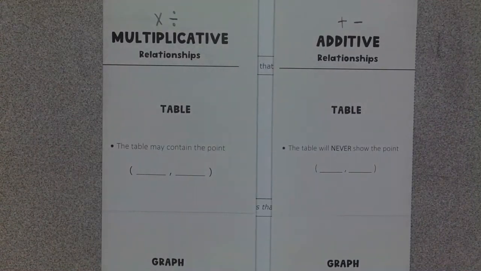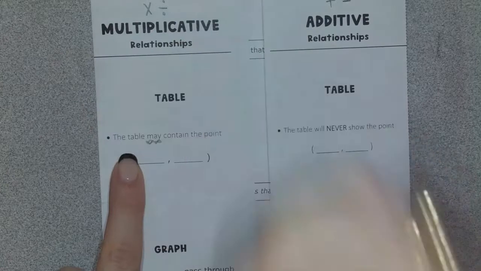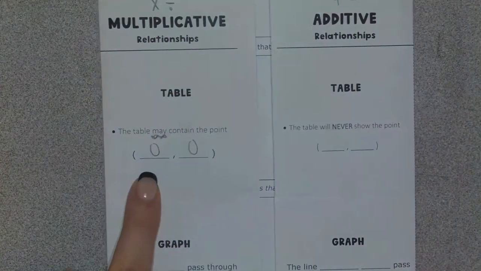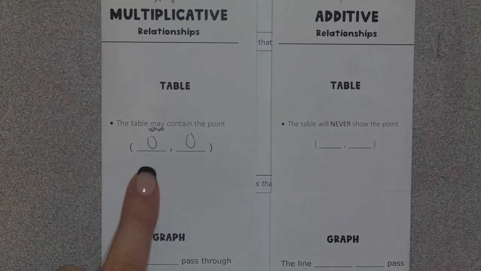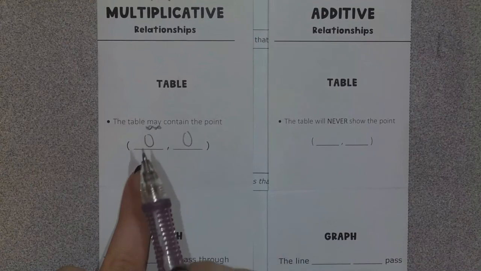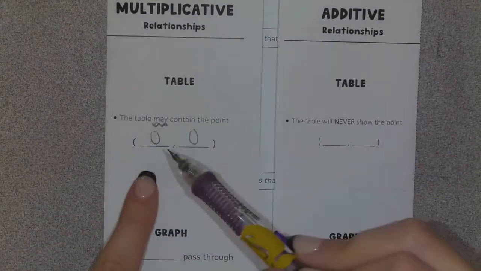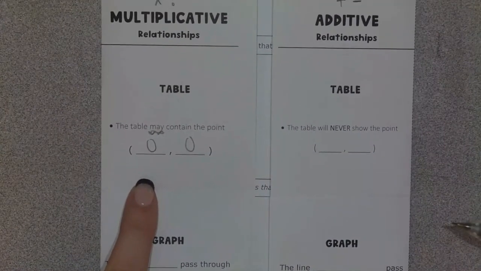Okay, so when I'm looking at a multiplicative table, here's the one thing that I want to look for. The table may, and it's important that we include that word may, contain the point 0, 0. And we know the point 0, 0 is also called the origin. So the reason it says that it may contain the point is because they're going to try and trick you by leaving 0, 0 off of the table.